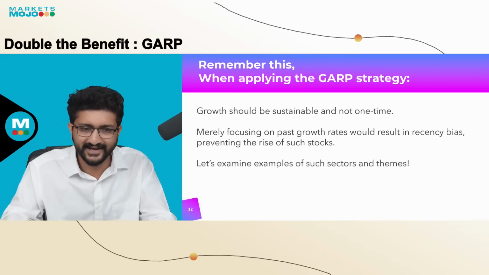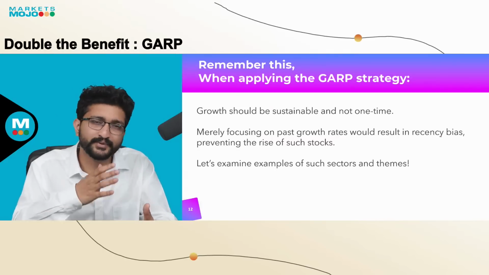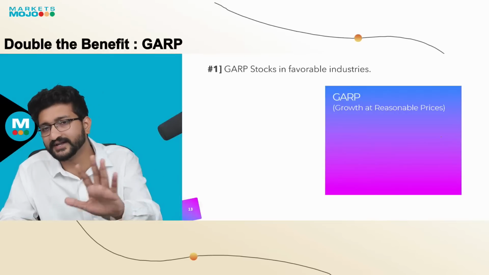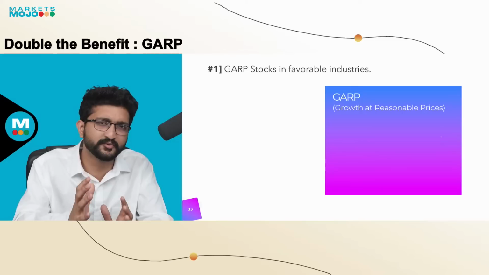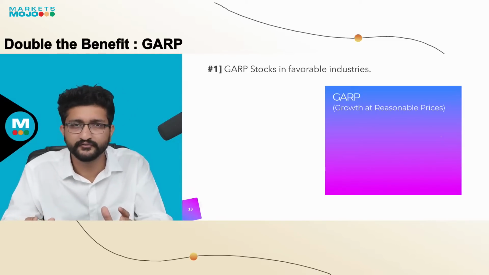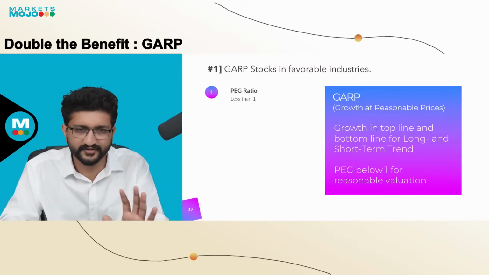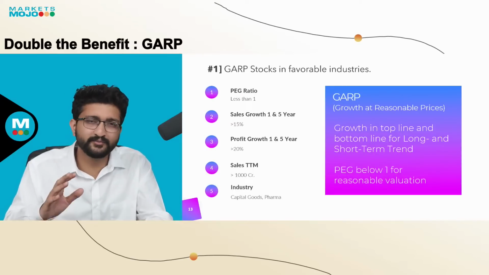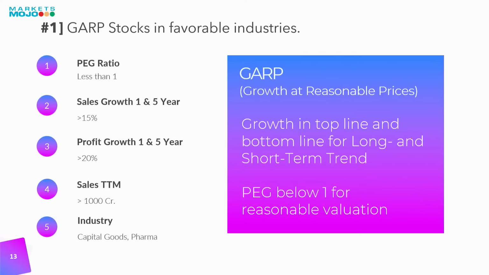Okay, let's examine now one or two sectors. I'm selecting one or two sectors where the companies have potential to generate the same growth going forward. So I'll replicate the entire GARP strategy again, but in favorable industries. The reason I've selected some favorable industries is because we believe that these particular industries can enjoy the same growth which they've enjoyed in the past. The same screen again, there's nothing new. There's a PEG ratio, sales growth, profit growth. Here I'm looking at two industries to be specific, two themes. One is capital goods and one is pharma.